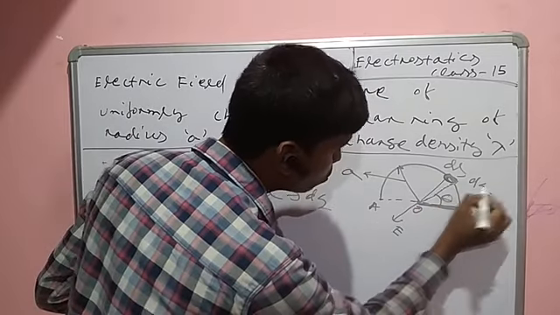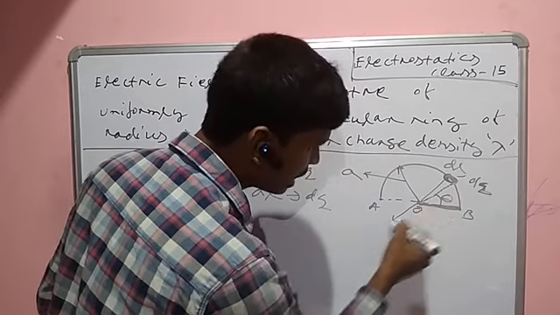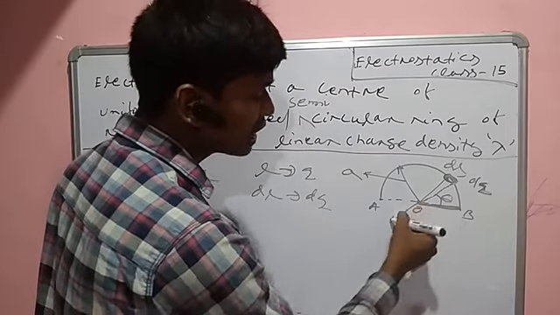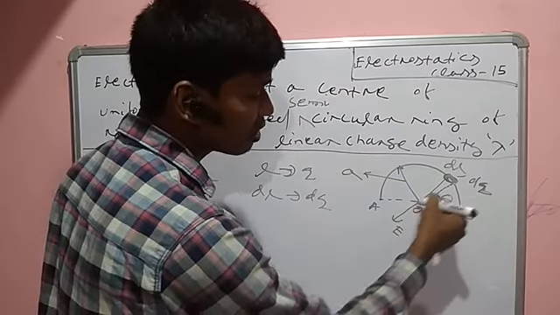The field due to dq is in this direction. This electric field E has two components, because this angle is theta, and this is also theta. You already know the point O, so write it here. So E has two components here: E cos theta and E sin theta.